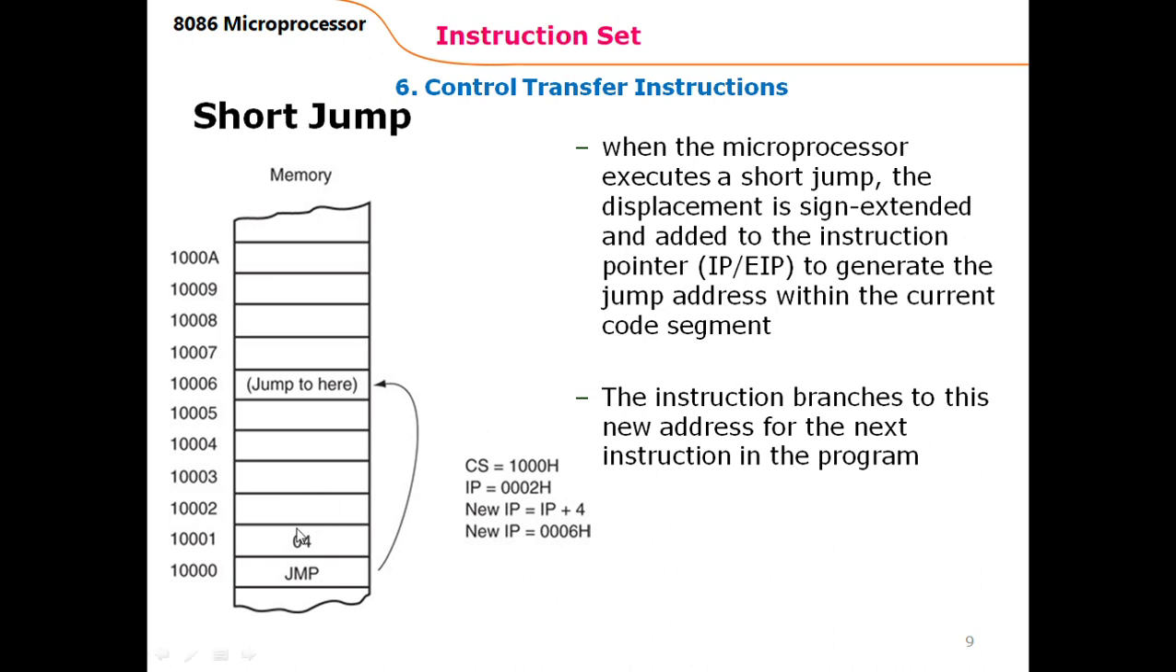So the displacement is 4. So from the existing location, which is this 1, 2, 3, and 4, these 4 bytes are skipped in the forward direction, because the displacement is a positive number, so the jump happens in the forward direction. If this displacement were negative, then the jump would happen in the backward direction, in the direction where the memory addresses are decreasing.